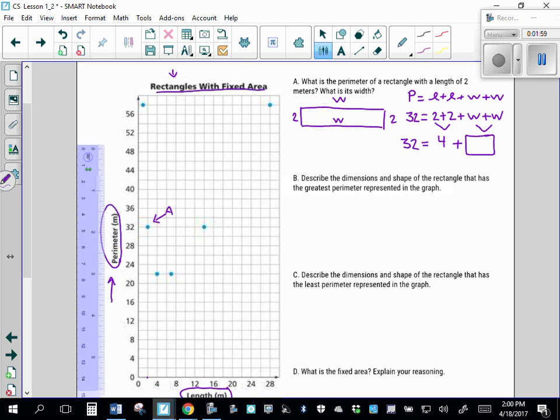Or I could go backwards and do inverse operations, right? I could do 32 take away 28. Right. If I do 32 take away 4, I get 28. And so I know my two W's together have to be 28. So each W has to be 14. And so that's how I figure out what my picture looks like. So I found the perimeter. I've answered that question. Perimeter is 32. And I've also found the width to be 14.